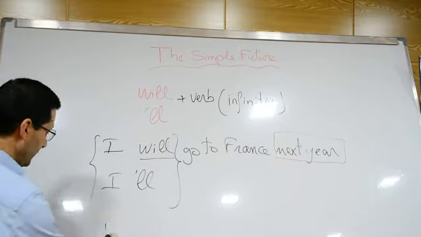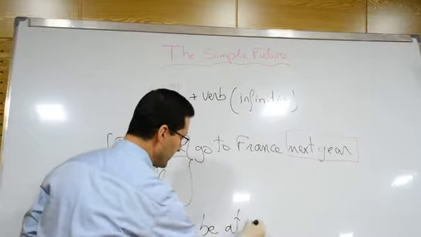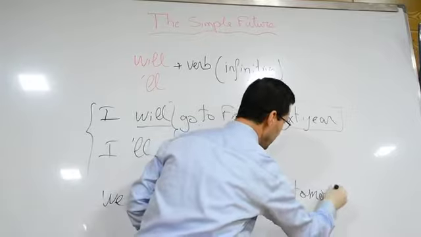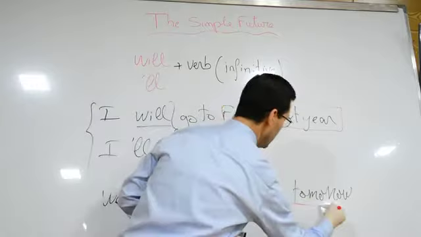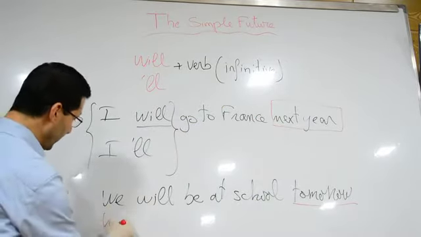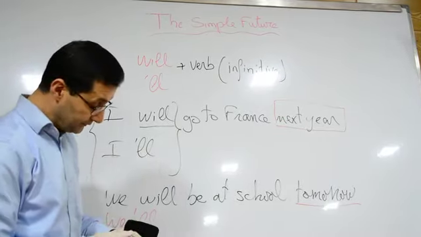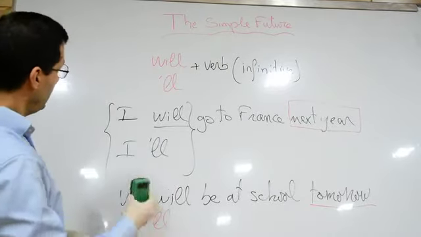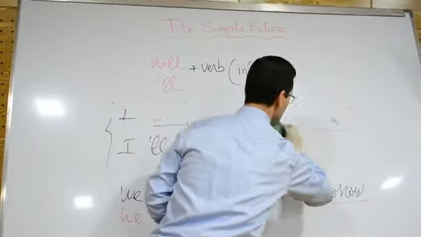Another example, we will be at school tomorrow. So here, another time expression, which is tomorrow. You can say we will, you can also say we'll be at school tomorrow. Okay? So, this is the affirmative use of will. What about the negative use of will? Or the negative use of the future?